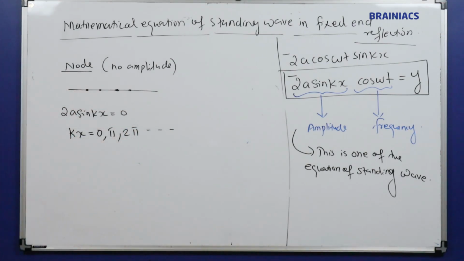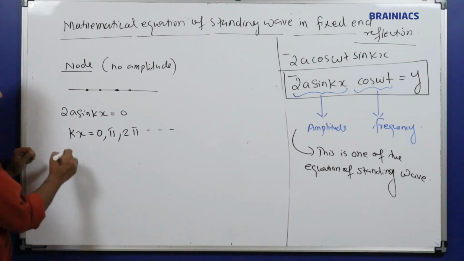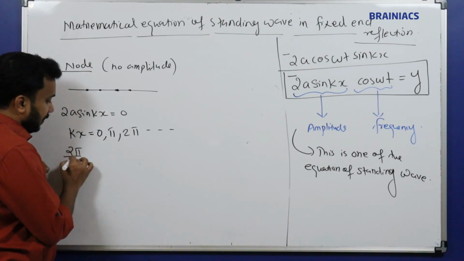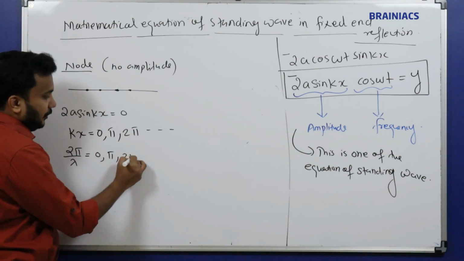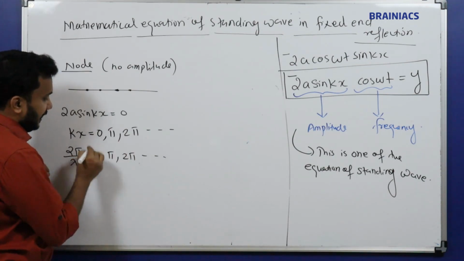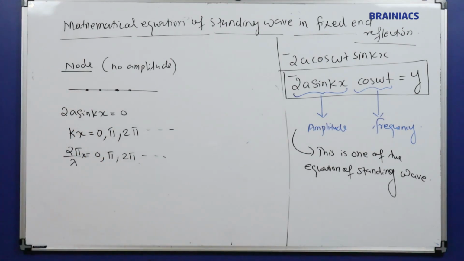Okay, so at these values of the interval, this will be going to zeros. So what is k? It is called 2π by lambda is equal to 0, pi, 2π, etc., into x. x is the position of the wave, correct?